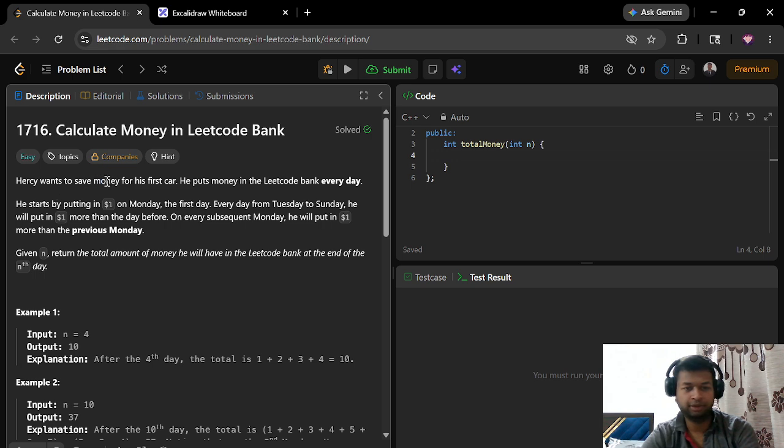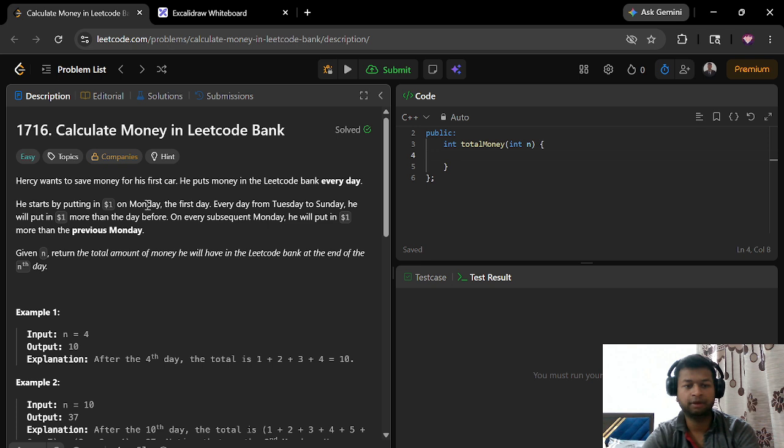Hershey wants to save money for his first car. He puts money in the Leetcode bank every day. It starts by adding $1 on Monday, the first day. Every day from Tuesday to Sunday, he will put $1 more than the day before.